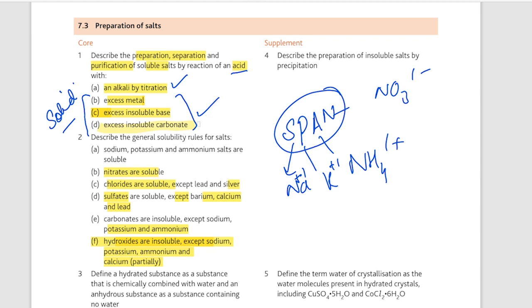You have to identify the salt first. Is it soluble or insoluble? Then you have to move on. So describe preparation of insoluble salt. This will come under the ionic precipitation method. It will be our method C.